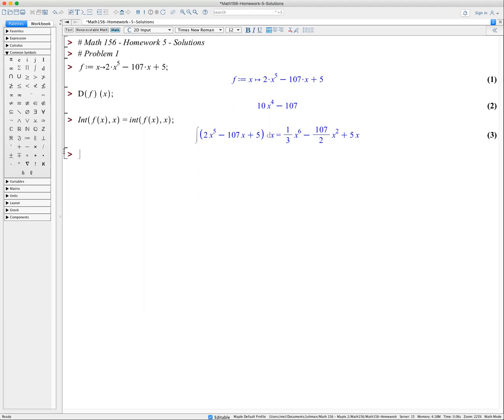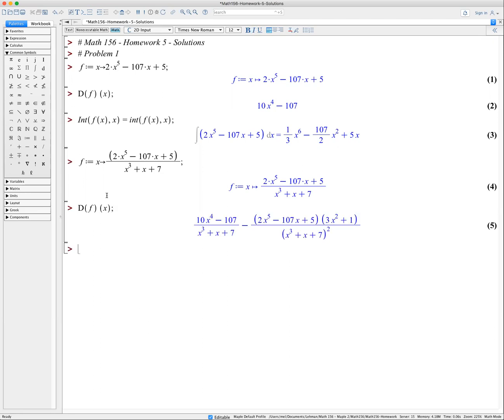In the second part, part B, we have f is almost the same function, but it's a rational function. So the numerator is 2x to the 5th minus 107x plus 5, divided by x cubed plus x plus 7. And d of f of x, the derivative, is that rational function.